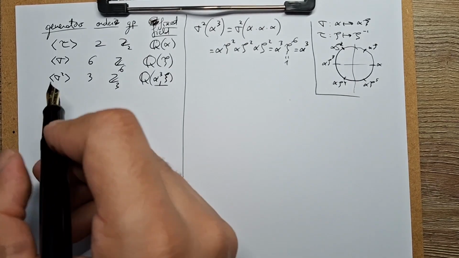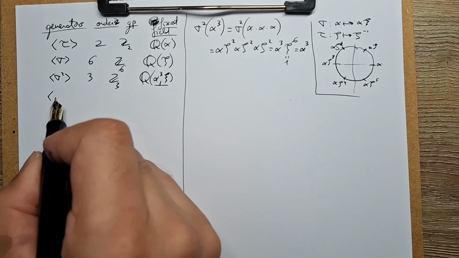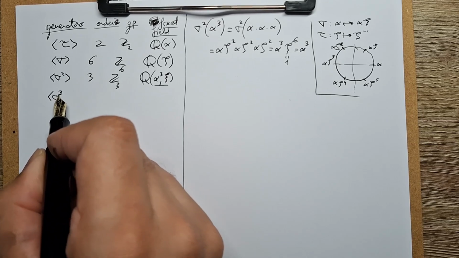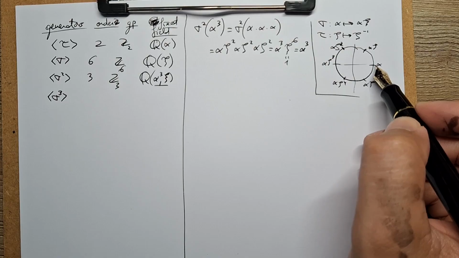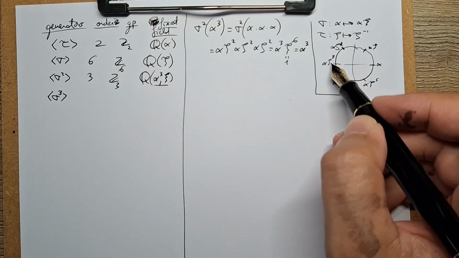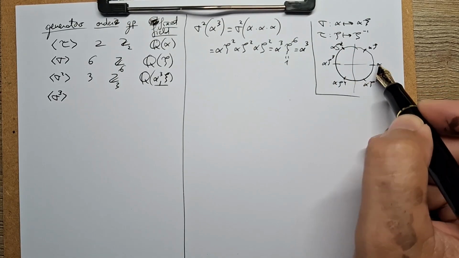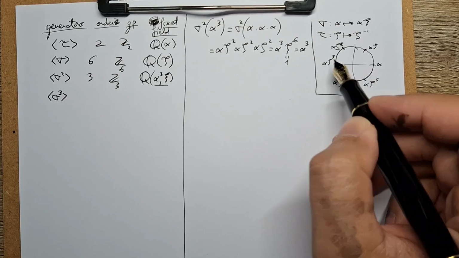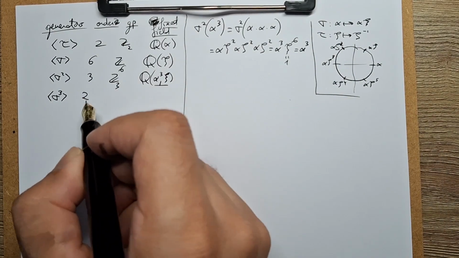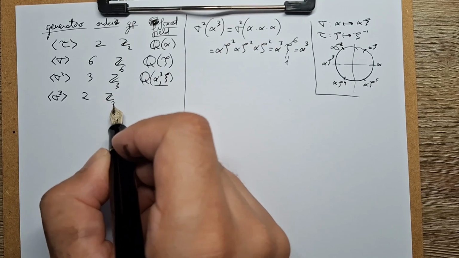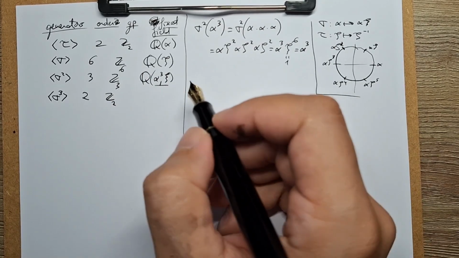Now, let's continue. What happens if we try to find sigma to the cube? Sigma to the cube means that we apply sigma 3 times: 1, 2, 3, we are here; 1, 2, 3, back at the original. So we have only 2 elements. This is a group of order 2. It's cyclic, so this is the integers modulo 2.